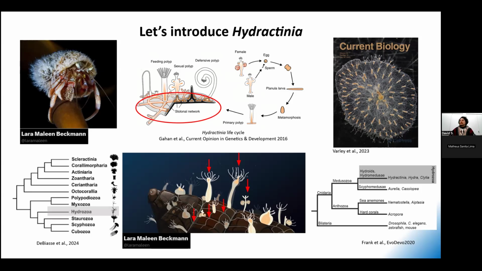Also here, as I have said, as with many colonial animals, the growth relies on a lineage of adult migratory pluripotent stem cells, also known as i-cells, that are just moving around the whole colony through the vascular stolonal network.